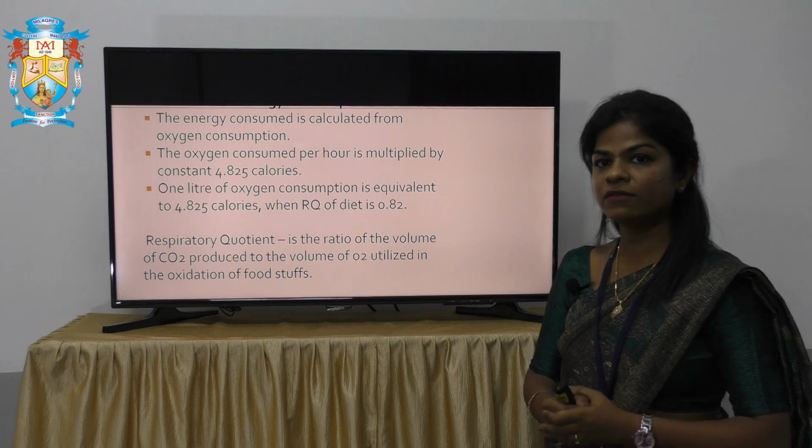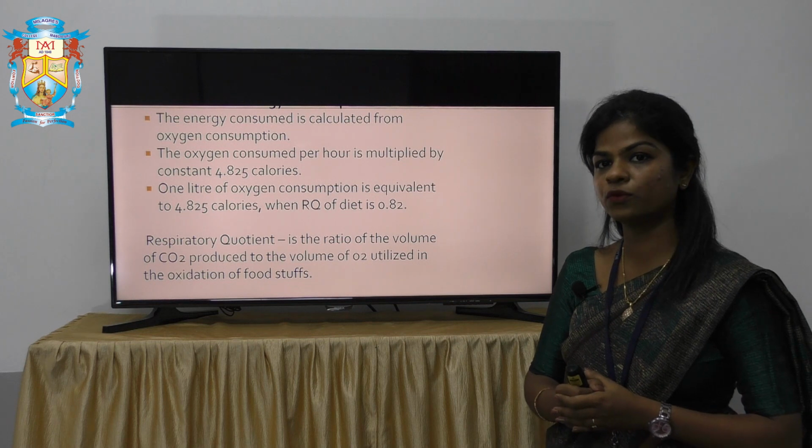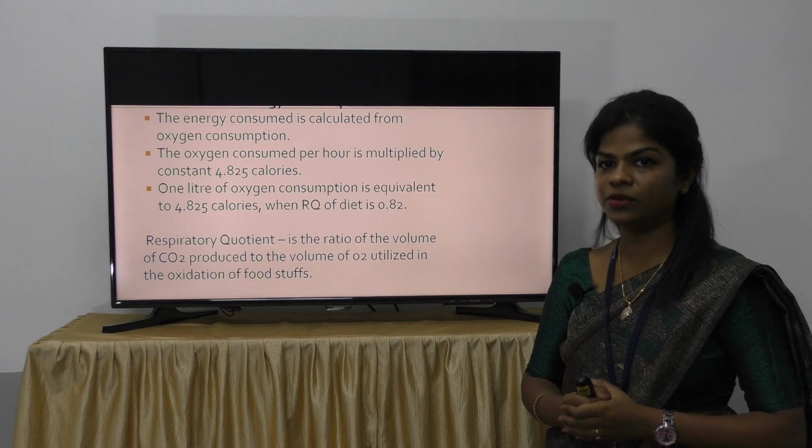So today we have learned about the determination of energy value of foods by 2 methods, that is direct and indirect calorimetry. Thank you.